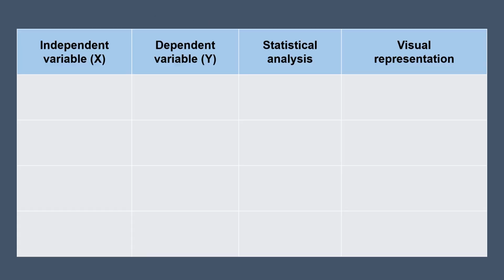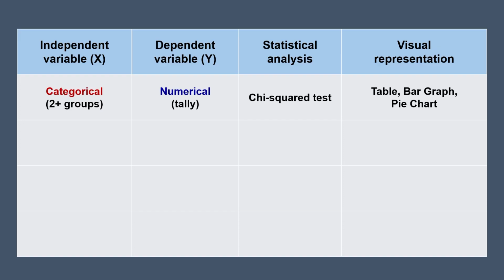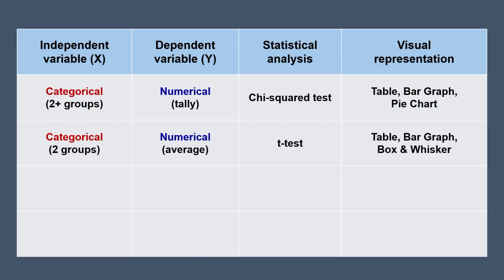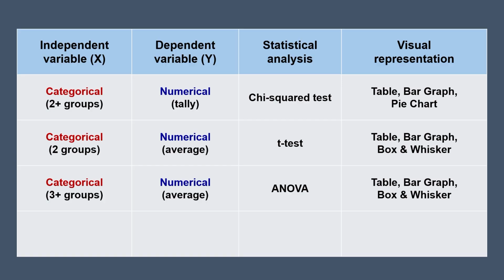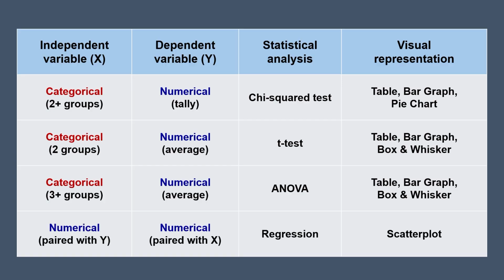So in summary, the statistical test you use on your data depends on the kind of data you have and the question you're asking. If your x is categorical and your y is numerical, you would use a chi-square if you're comparing 2 or more groups and the numbers are raw tallies or frequencies. You would use a t-test if you're comparing 2 groups and the numbers are averages. You would use an ANOVA if you're comparing 3 or more groups and the numbers are averages. If your x and y are numerical, you'd use a regression. But again, only if x and y are paired to each other.